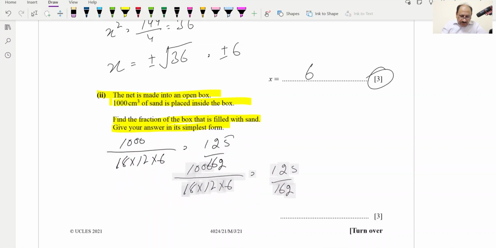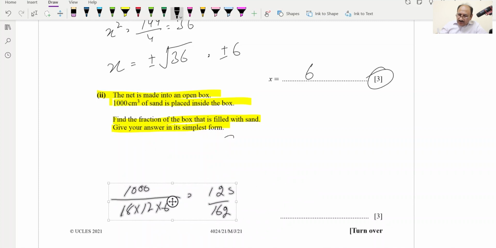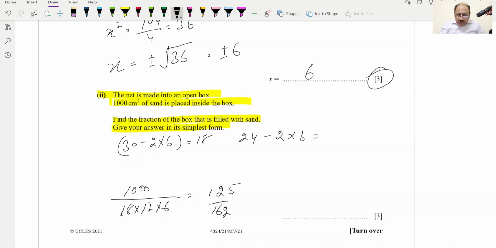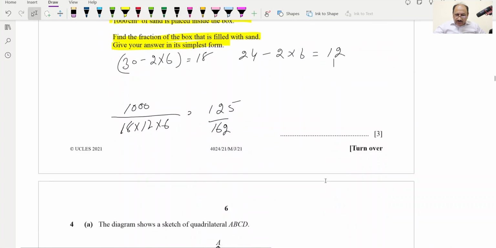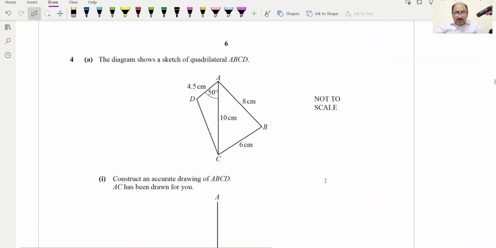Although this explains the answer properly, because this is a 3-mark question, you should write like 30 minus 2 into 6 is equal to 18, and also write the other thing, 24 minus 2 into 6, which will be equal to 12. So better to provide these two steps also, so that there will be no deduction of marks and the examiner will be comfortable.